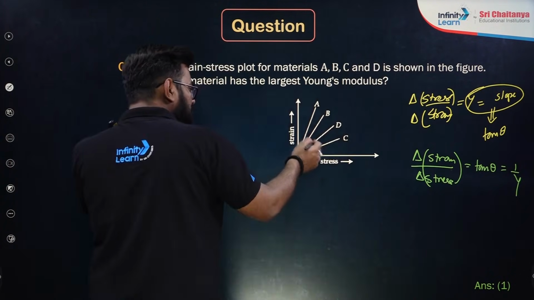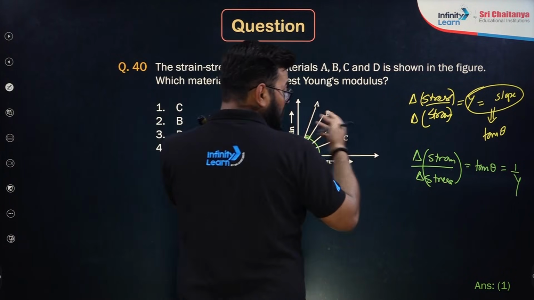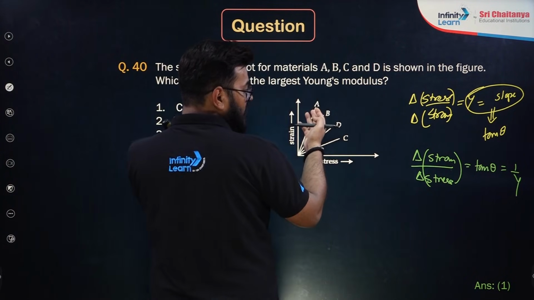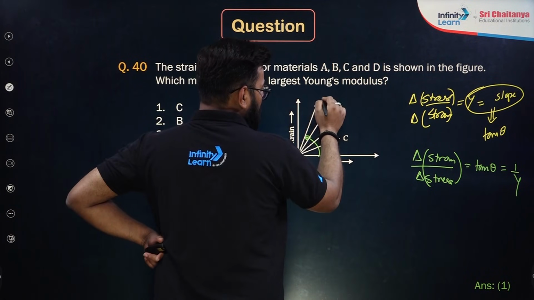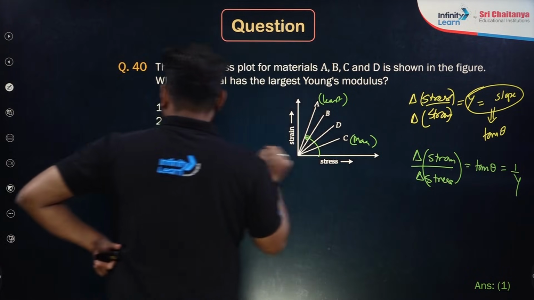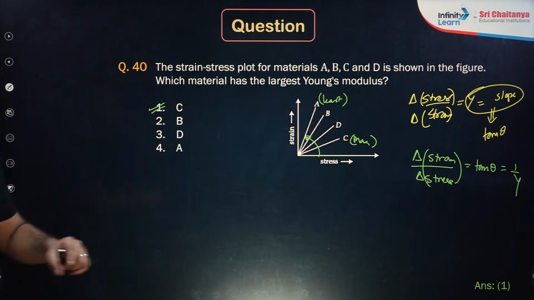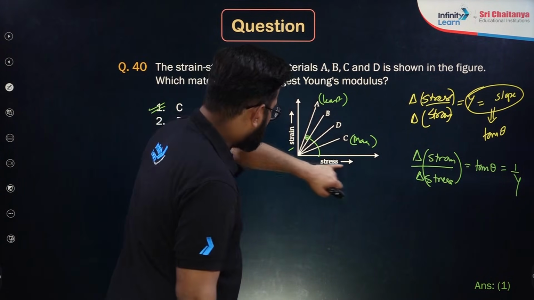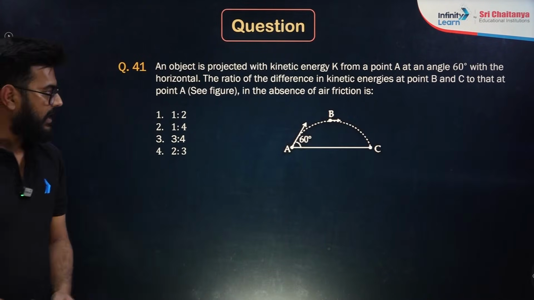So whichever has the maximum value of theta will have maximum value of tan theta, and will have the least value of Y. So C is the right answer, option number 1. Okay. So please be attentive to what is plotted along y and x.